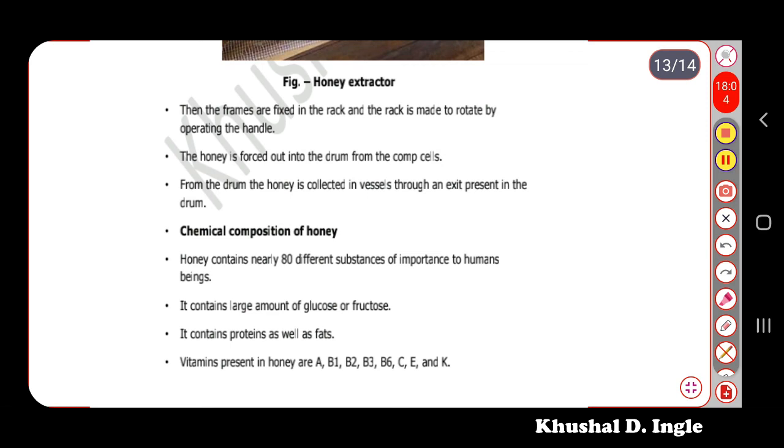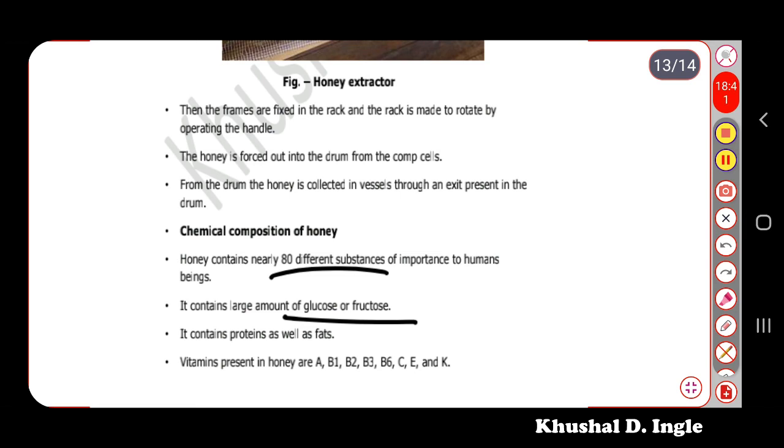Now coming to the very important point about honey, its chemical composition. Honey contains nearly 80 different substances of importance to human beings. It contains a large amount of glucose and fructose. That's why honey is very popular among human beings, because it is very sweet in taste. And why is it sweet in taste? Because it contains a large amount of glucose and fructose.